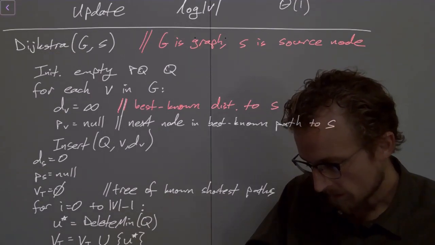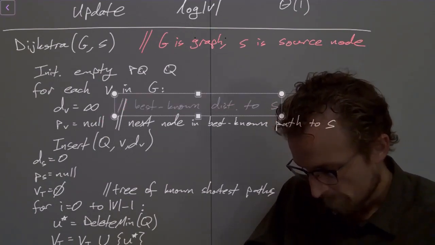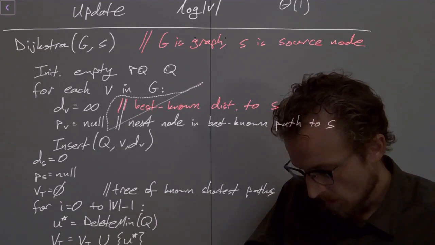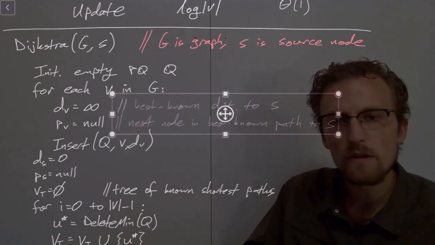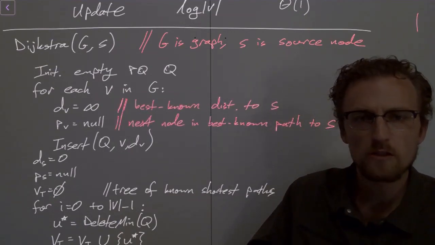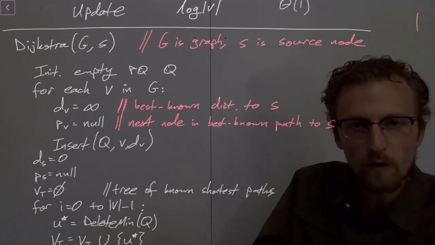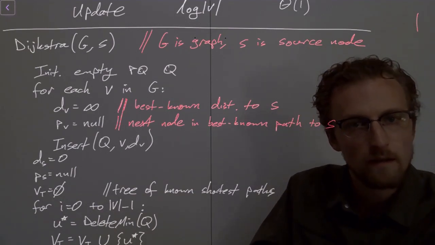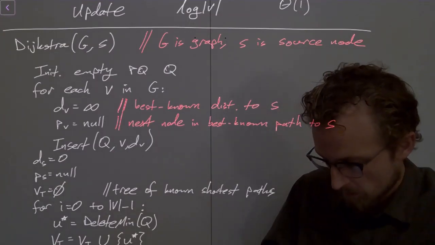Likewise, we're going to use PV to be the next node in the best known path. What that means is if I write down PV, then that tells me where to go from node V to get to the source node with the smallest total cost.